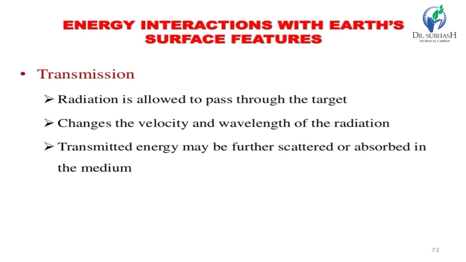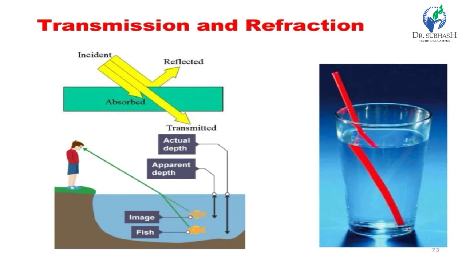It also depends on changes in the velocity and wavelength of the radiation. If the wavelength of radiation is very short, more energy is transmitted through any object. And we also know that the transmitted energy may be further scattered or absorbed in the medium. Now we see another example of transmission and reflection. In the figure, one amount of energy is incident, some is transmitted, some is absorbed, and some is reflected.